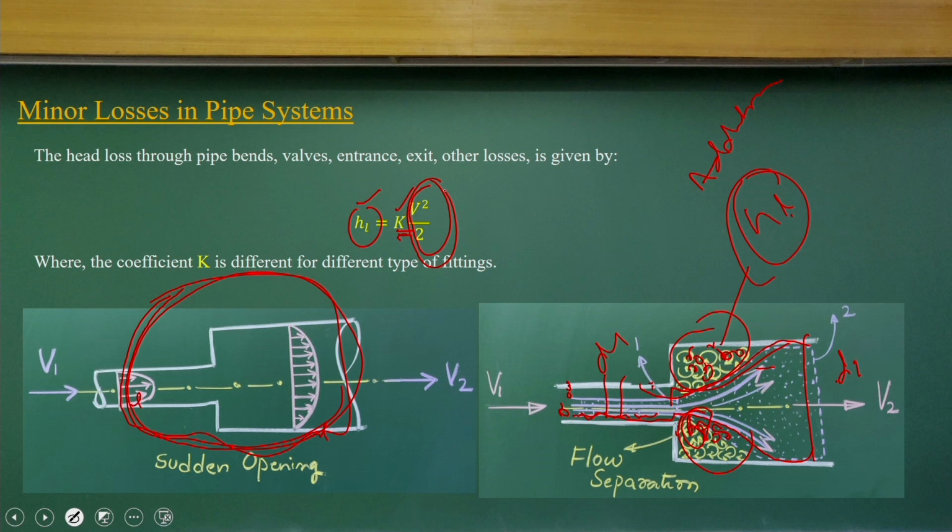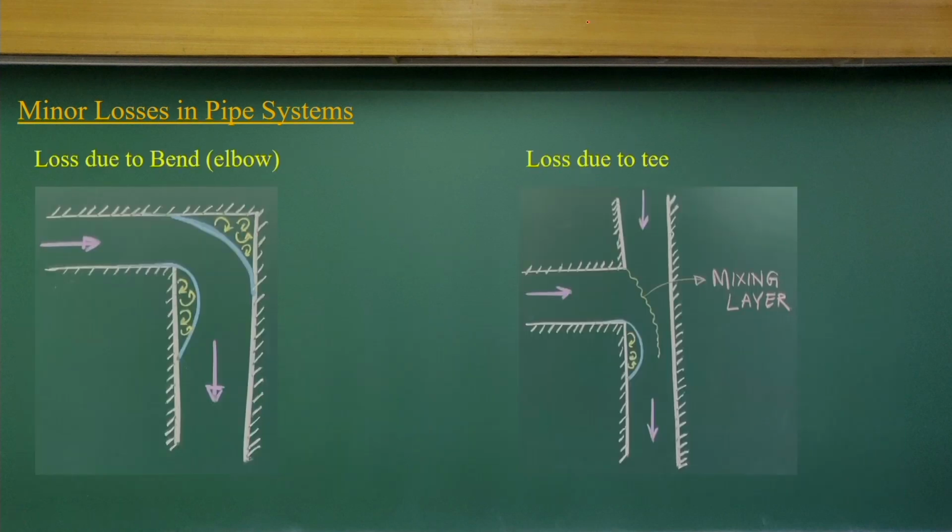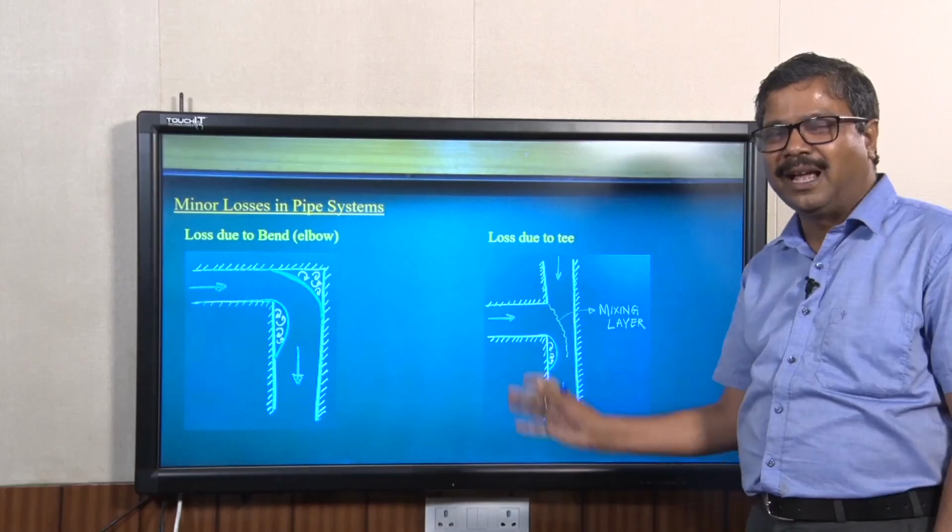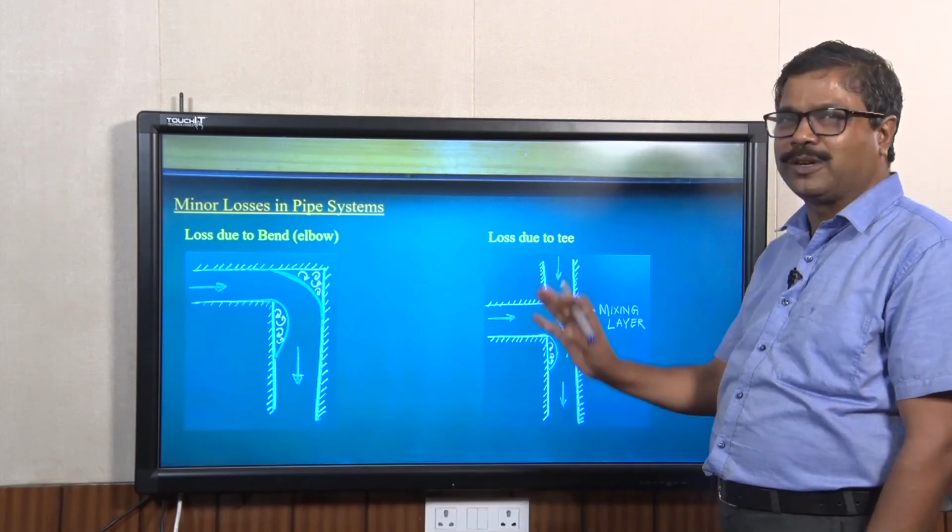So basically, experimentally we are getting the K value. Now we go to the next one. It's quite interesting. If you have a bend, most of the time we avoid the bend, but it's okay.